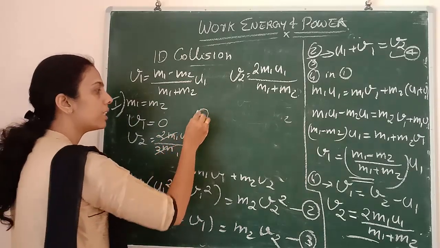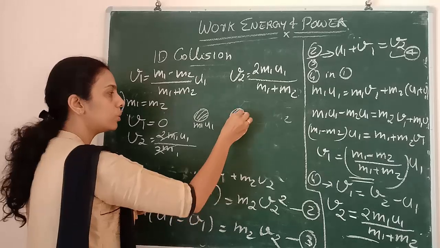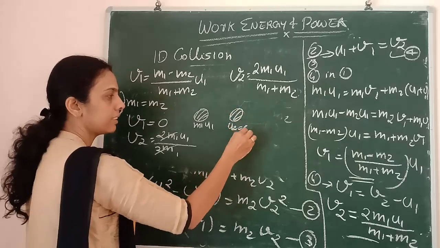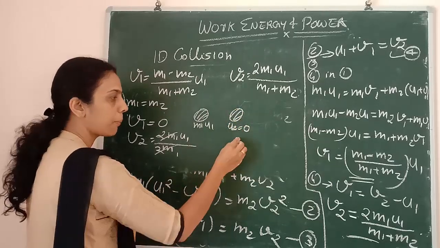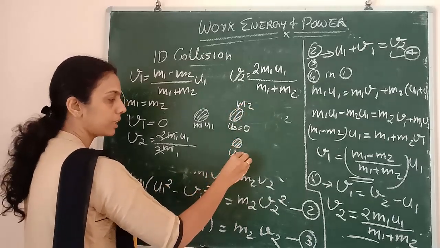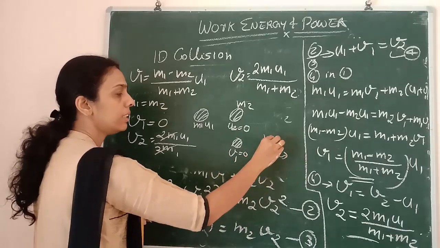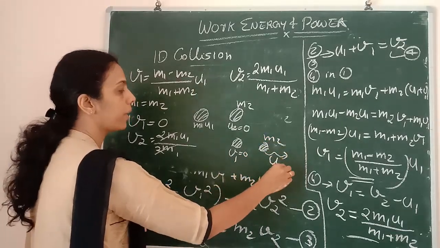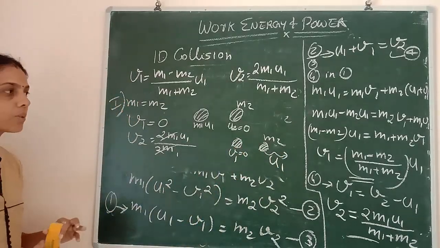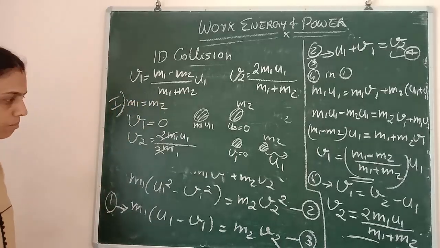So m1 is moving with velocity u1 and m2 is at rest. Then after collision, what will happen? m1 will come to rest and m2 will start moving with velocity u1. Okay, so understood, this is what happens in the case of m1 equal to m2.